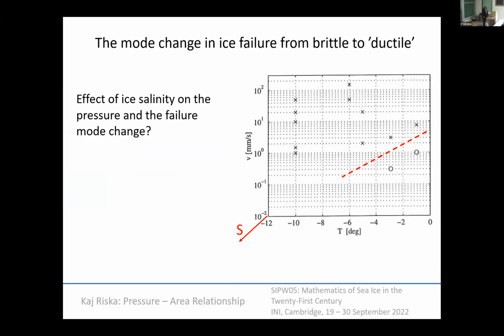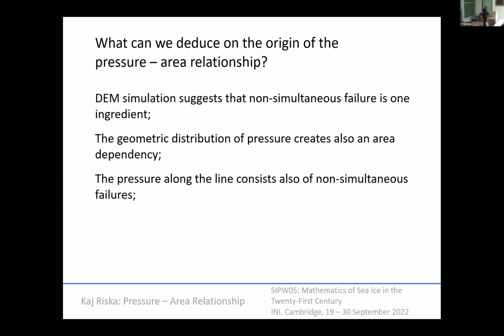It was pointed out to me that salinity might influence it, so I put the salinity there. There should actually be a third parameter in explaining this mode change, but there are not any results. This is actually the first plot I have seen about this. People have mentioned these values, but not plotted them.